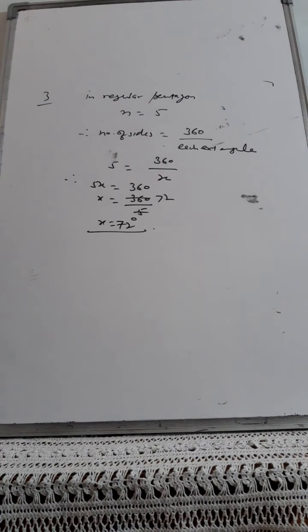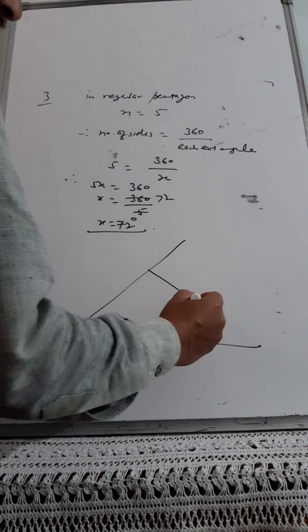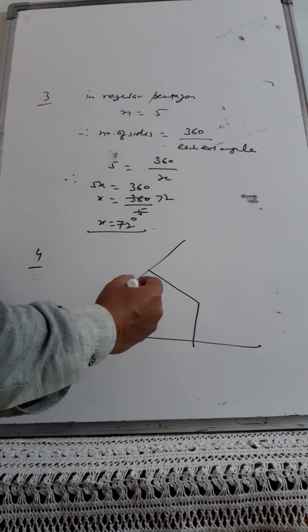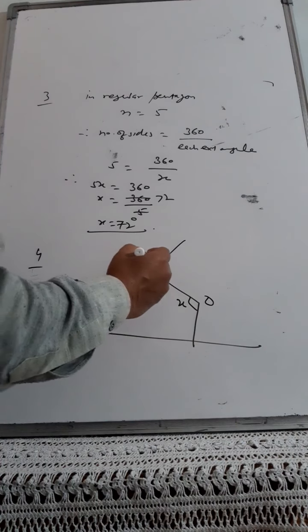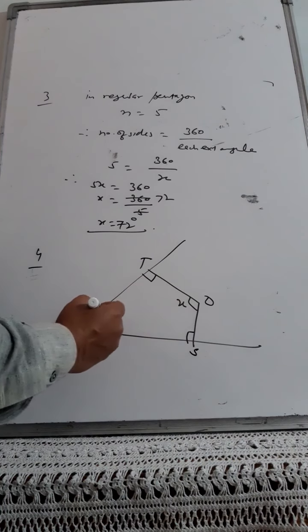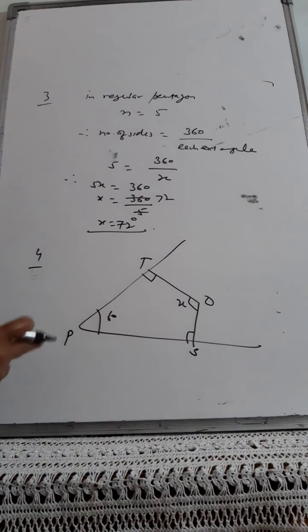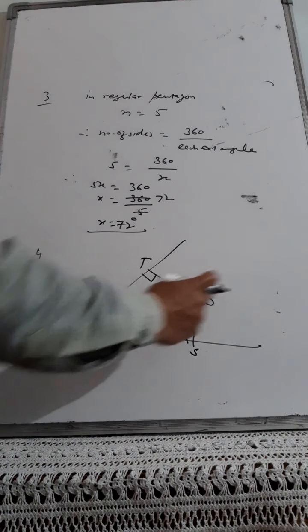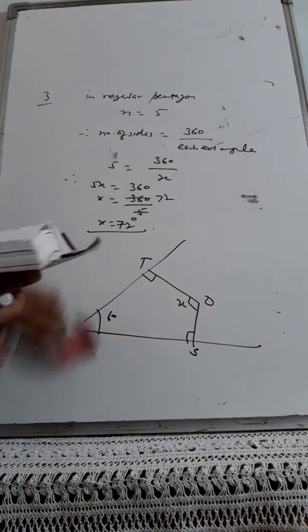Then in question number 4, if you see the figure given to you, you need to determine the angle at O, that is TOS. You name it x simply. This is T, this is S, this is given 90 degrees, this is also given 90 degrees, and this is given 60 degrees. So again you can use the sum of quadrilateral angles property: 90 plus 60 plus 90 plus x is equal to 360, and then you can get the value of x for this also.